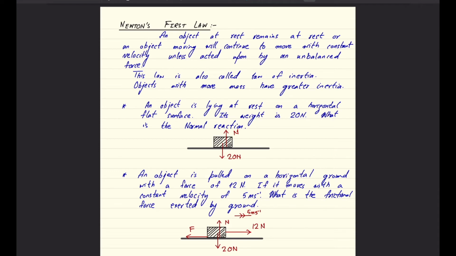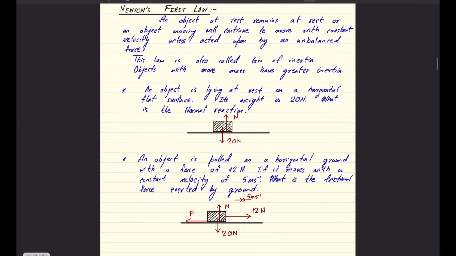If an object is in equilibrium, Newton's first law is applicable to it, then forces must be balanced. The up force must be equal to the down force. The right force must be equal to the left force. So if it's moving with constant velocity and you have a forward force of 12 Newton, you would know that the frictional force must also be 12 Newton. Similarly, the vertical forces must be balanced as well. So if it has a weight of 20 Newton, then the normal reaction exerted by the surface must also be 20 Newton.